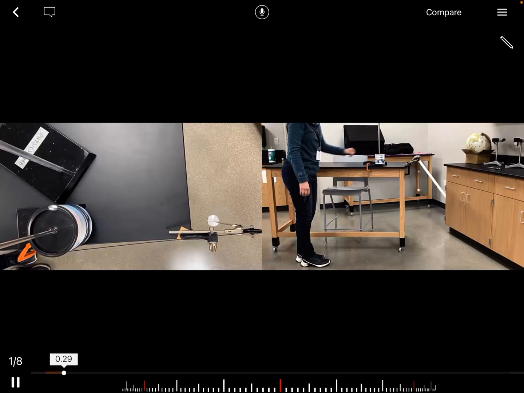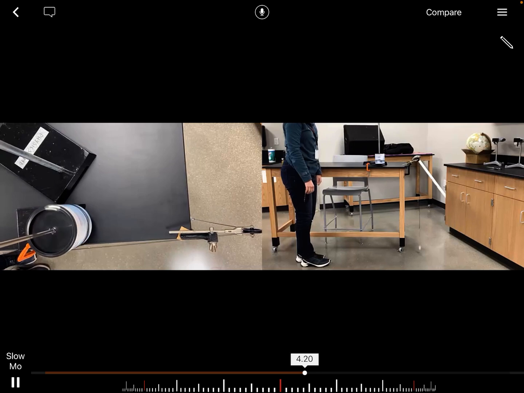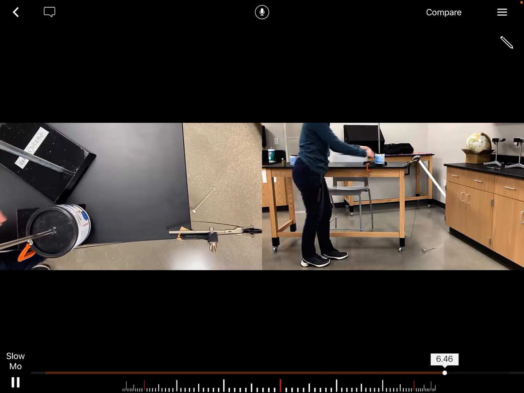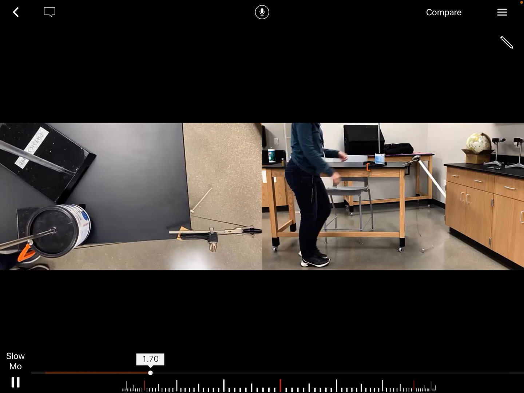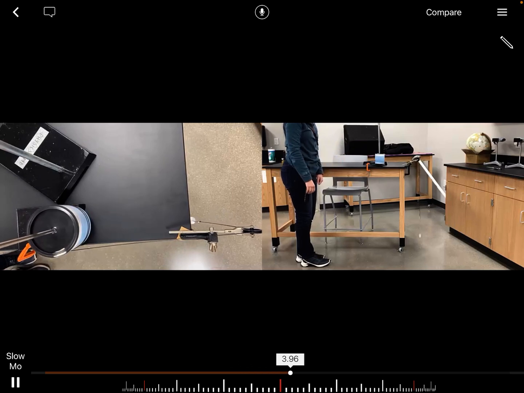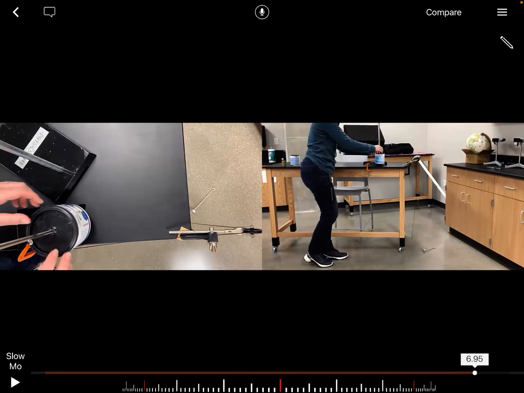Oh, I changed the speed to 1/8. Let me go up to normal speed. There we go. Now we'll go in slow motion. Okay, so what's happening here is there's acceleration, right? The cylinder on the left is accelerating, but it's accelerating in a circular way.